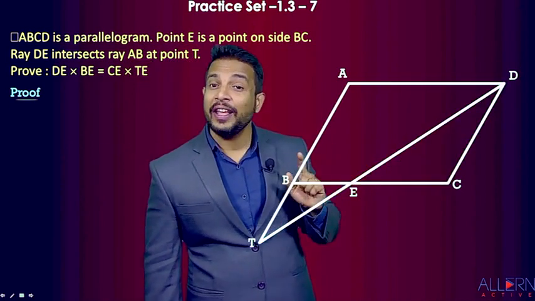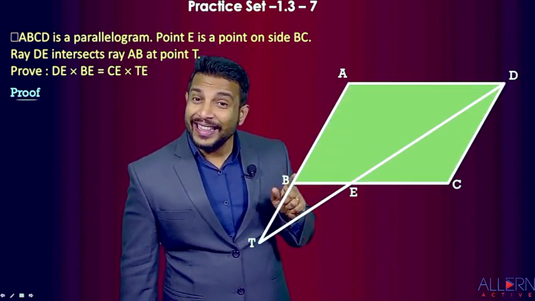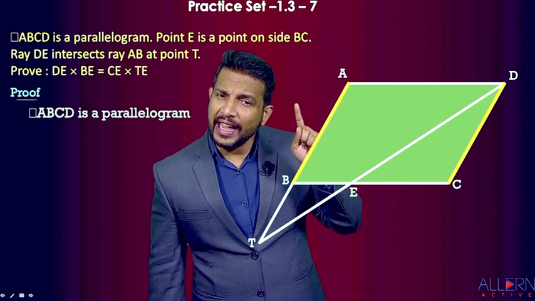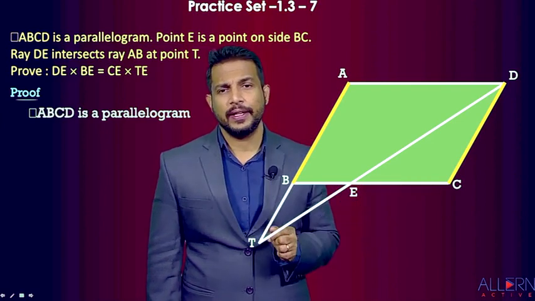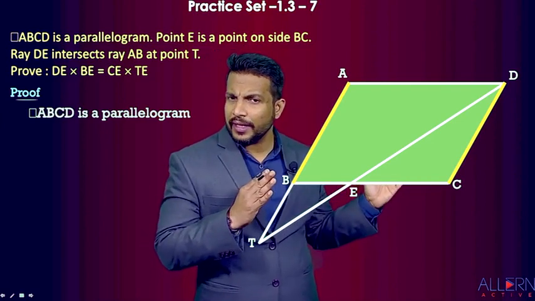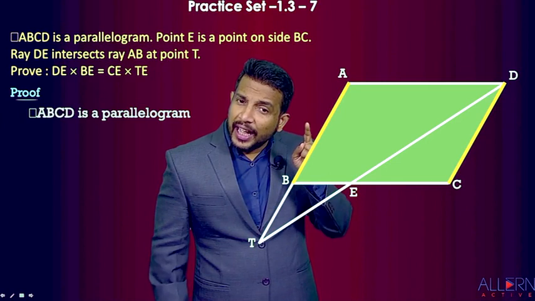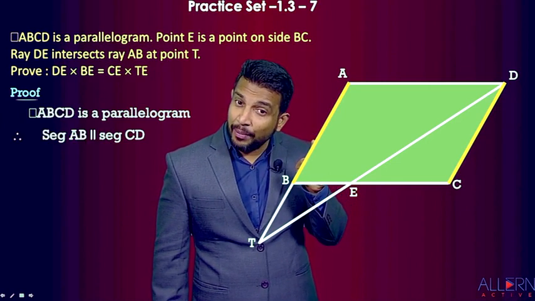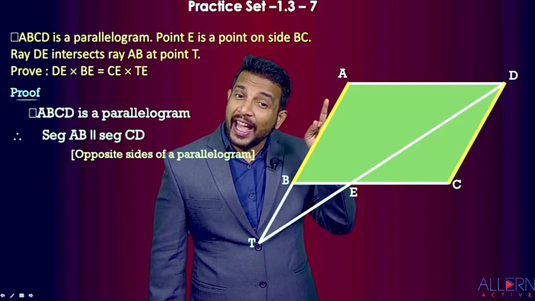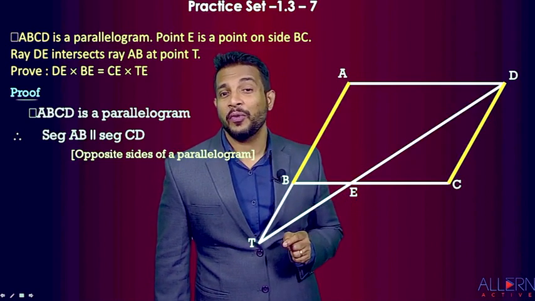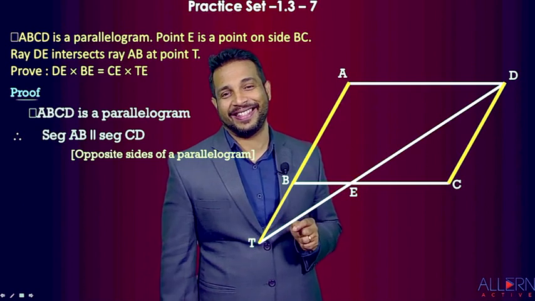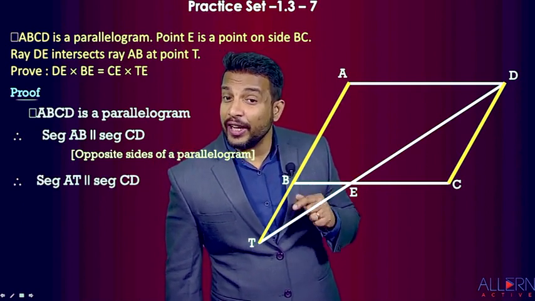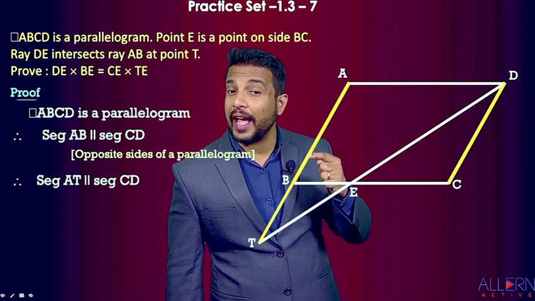For that, we have this as a parallelogram. In this parallelogram, we know that opposite sides are parallel. So we can take AB parallel to DC, isn't it? So these two lines are parallel. I can write this AB as AT. Why? Because A-B-T are collinear. So instead of AB, I'm going to write it as AT, and that is parallel to CD. We know the reason, it is A-B-T collinear.